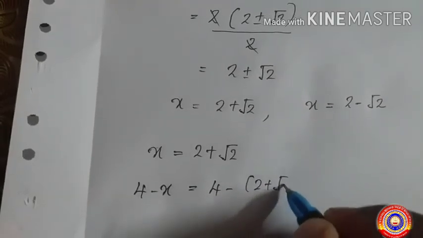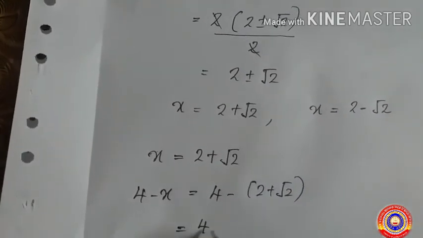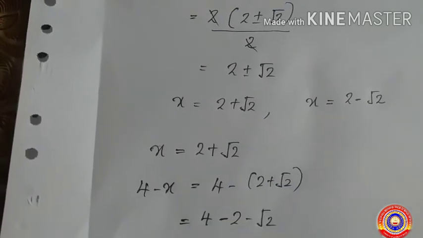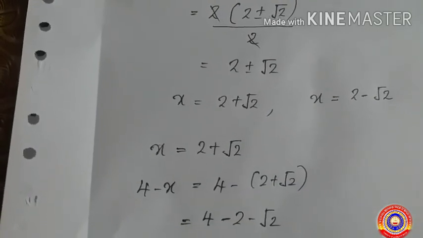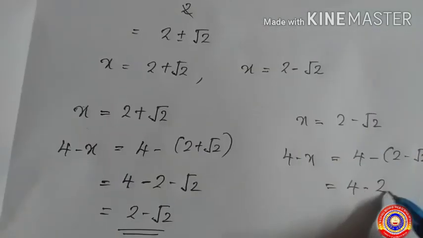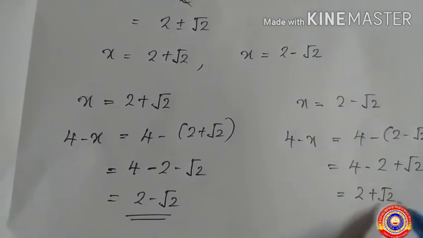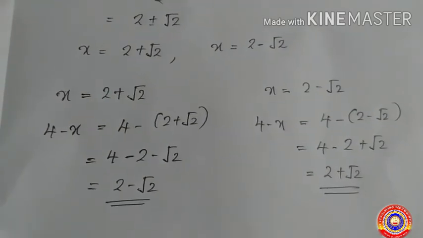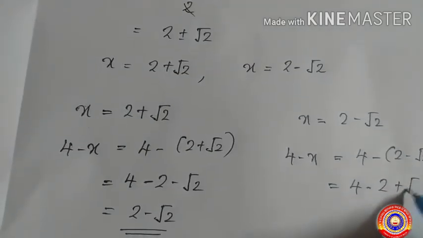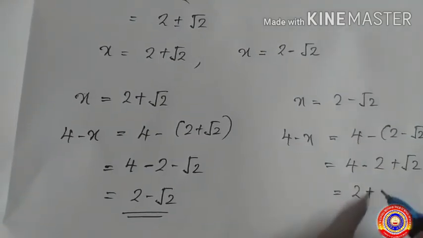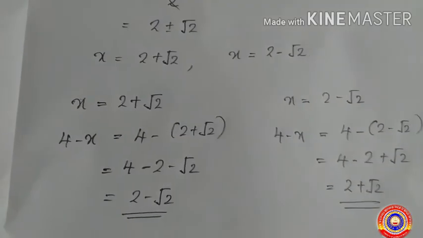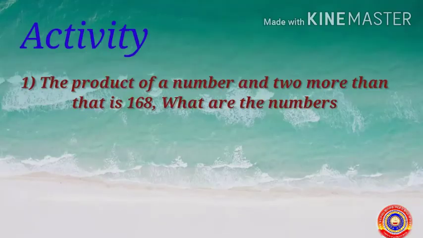If x equals 2 plus root 2, then 4 minus x is 4 minus (2 plus root 2), which is 4 minus 2 minus root 2, equal to 2 minus root 2. If x equals 2 minus root 2, then 4 minus x equals 4 minus 2 minus root 2, and it is equal to 2 plus root 2.